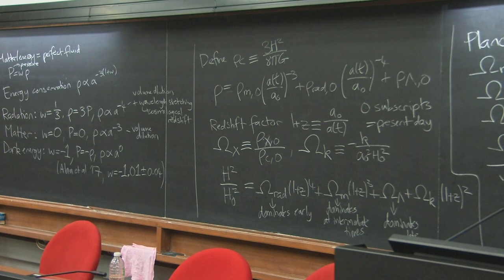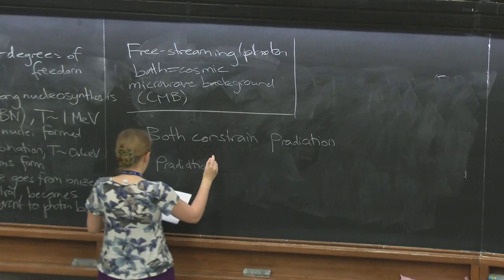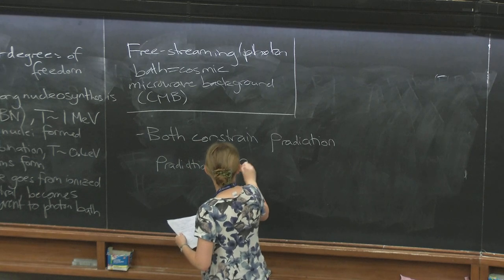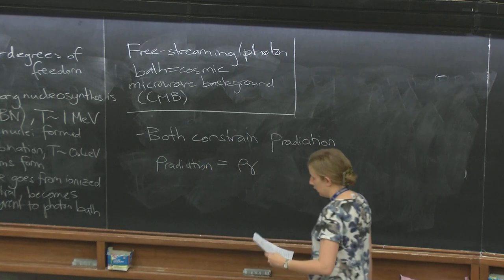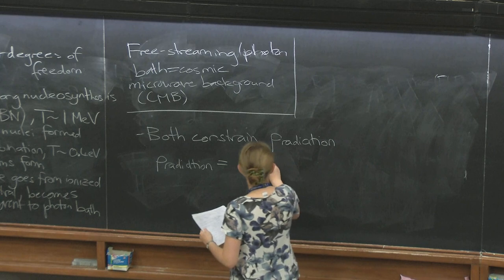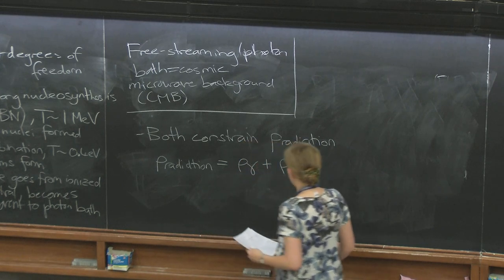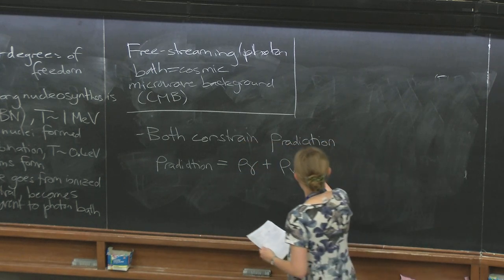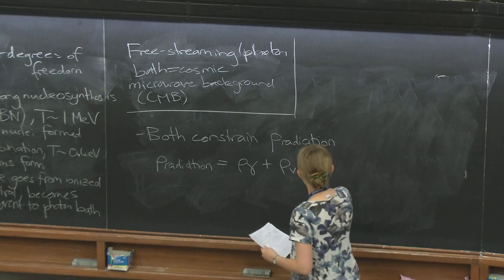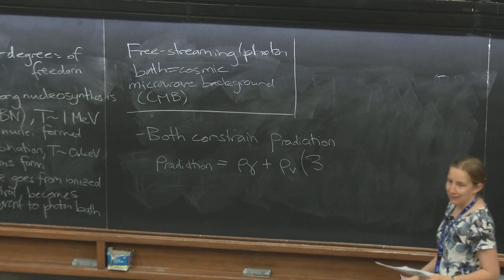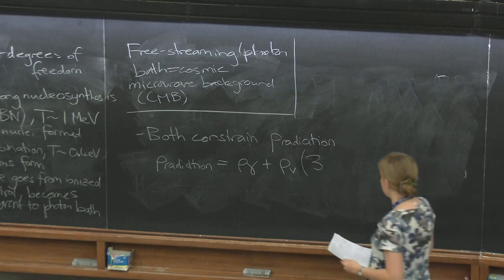So we write omega radiation, the energy density in radiation, as the contribution from the photons, which we know should be there, plus the contribution from the neutrino species, which we know should be there. This is a contribution from one neutrino species, so we multiply that by 3 in the standard model. We know we have 3 neutrino species.